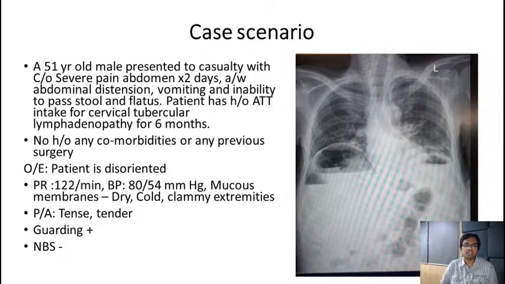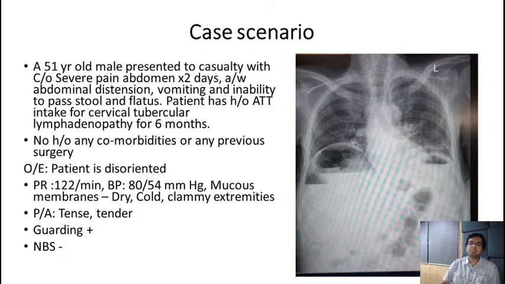Patient on examination was disoriented and tachycardic with a pulse rate of 122 per minute and had a BP of 80 by 54 millimeter of mercury. Mucous membranes of the patient were dry with cold clammy extremities. On per abdominal examination, abdomen was found to be tense and tender, guarding was present all over the abdomen, and bowel sounds were absent.